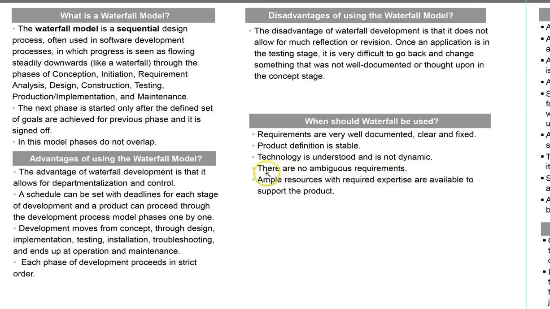There are no ambiguous requirements. Then we have ample resources with the required expertise available to support the product. So if we have ample resources, and experts on our team who have done something like this before, then yes, it's a good idea, and we can go ahead and use waterfall. But a lot of times the project is something new, and there might be a chance that not everyone on board has expertise on that project, especially when it comes to software development projects. Okay, so this is about waterfall.